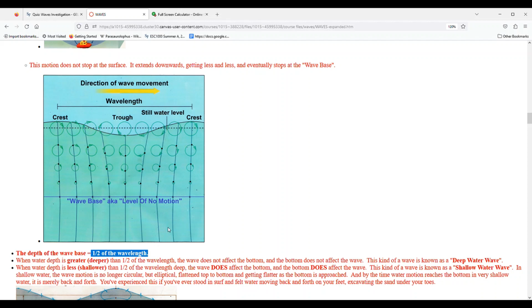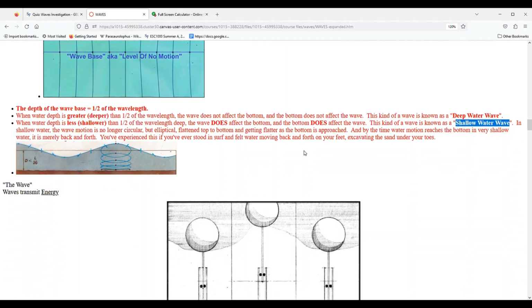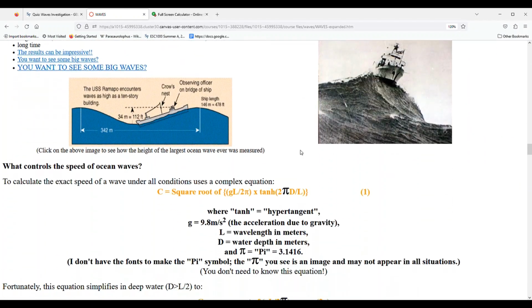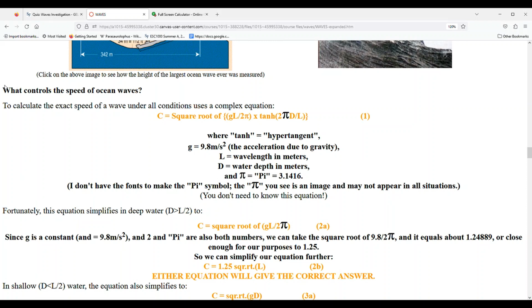If you have water depth that's deeper than the wave base, then this is known as a deep water wave. If you have water that's shallower than the wave base, shallower than 1/2 the wavelength, then this is known as a shallow water wave. Okay. If we scroll down some more, we can see what controls the speed of ocean waves. And while I give you this very complicated equation, I also tell you you don't need to know that equation.